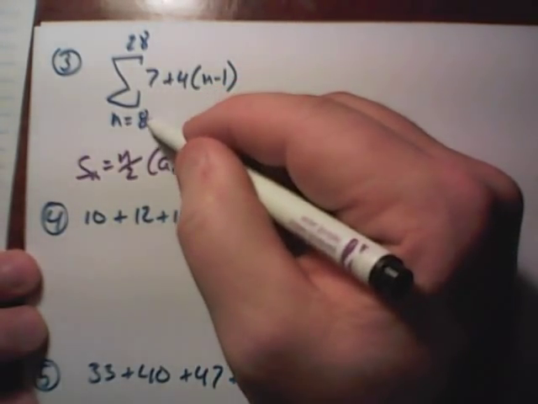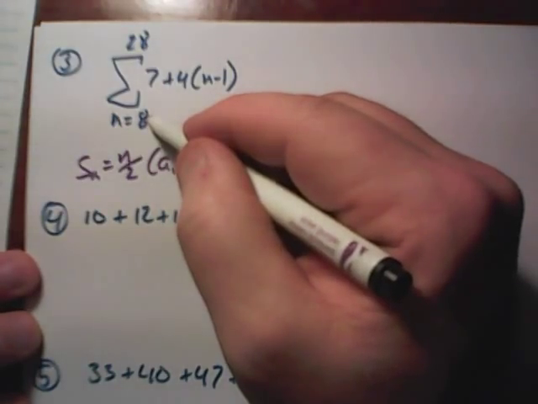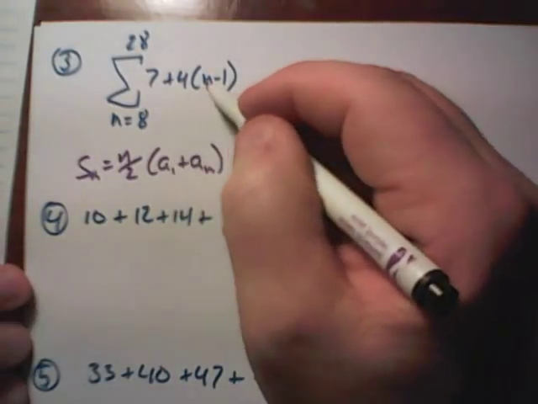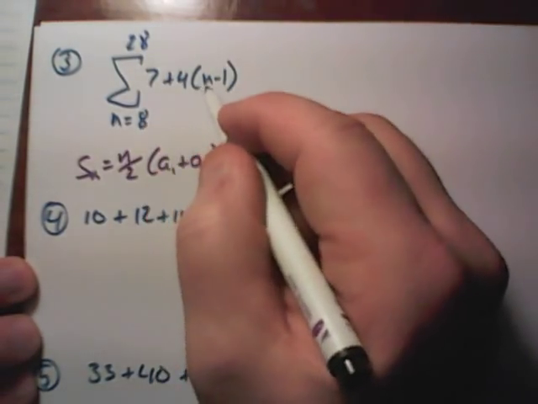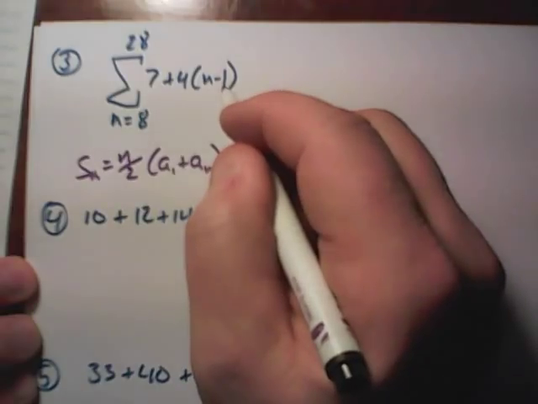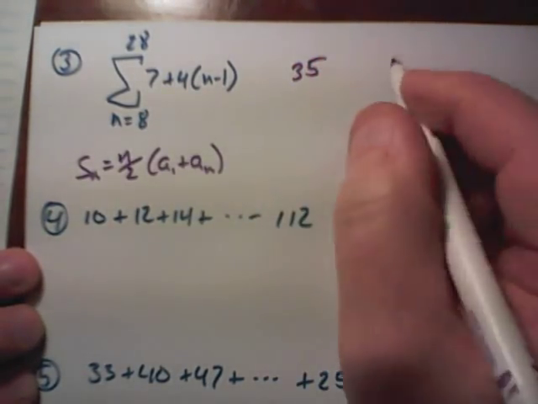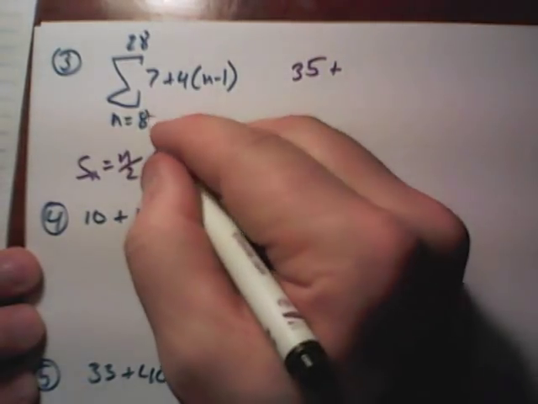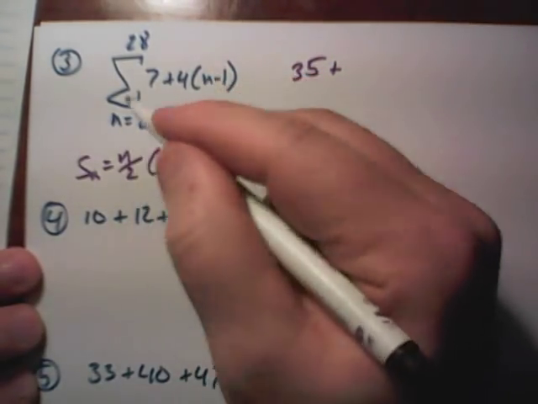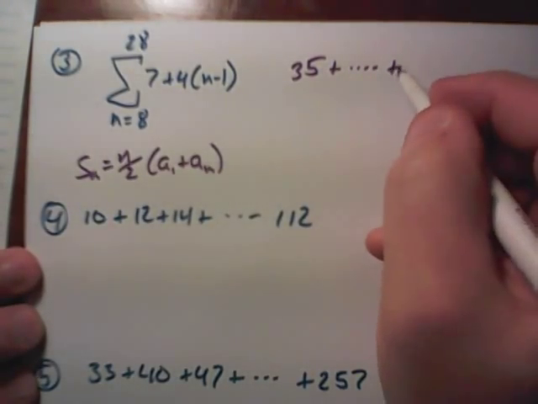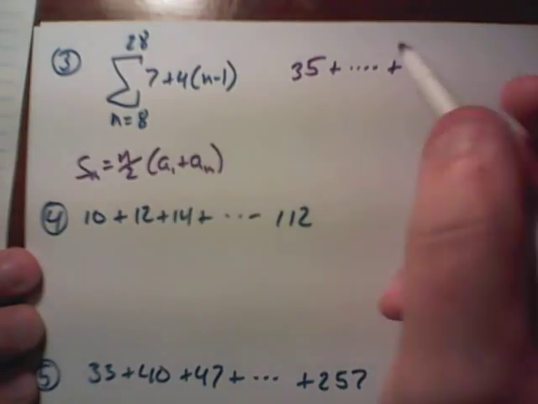The first term that we're going to use, which is actually the 8th term, is the one that we're going to find when we plug in the number 8. So if I plug in 8 here, 8 minus 1 is 7, times 4 is 28, plus 7, that's 35. And I could find the next term by plugging in the number 9 and 10 and so on. I'm going to get a bunch of numbers, which I really don't need for my formula. I just need the first one and the last one.